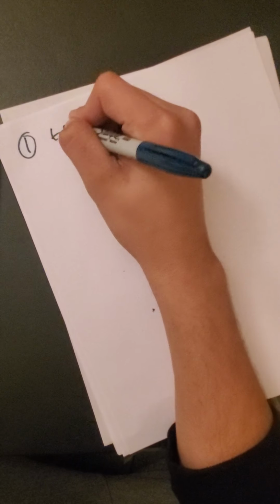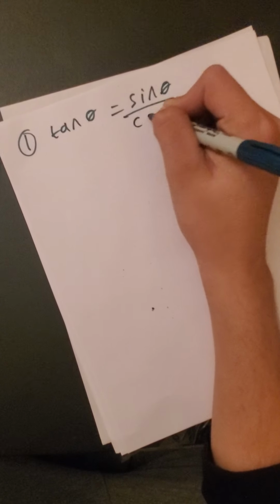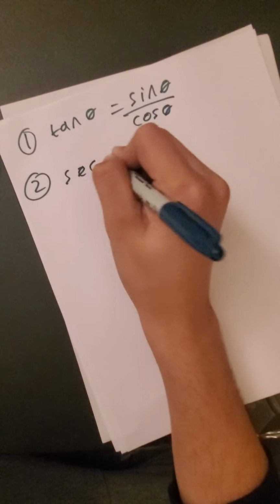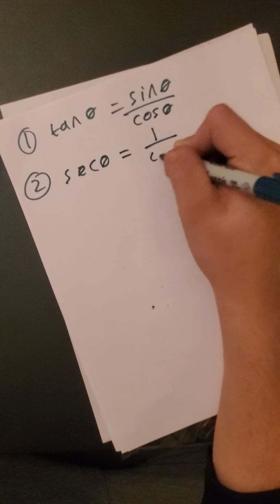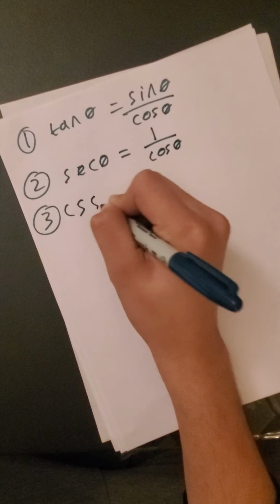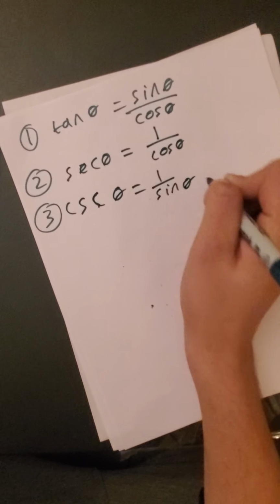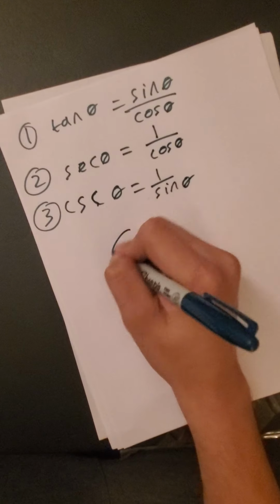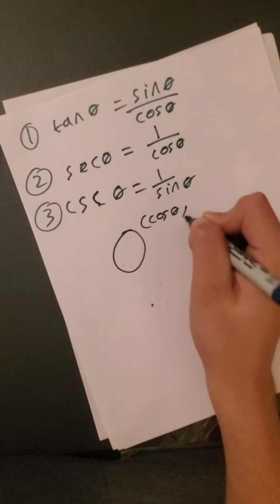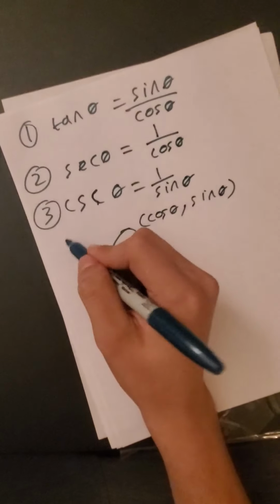One, which is that tangent of theta equals sine of theta over cosine of theta. 2, which is that secant of theta equals 1 over cosine of theta. 3, that cosecant of theta equals 1 over sine of theta. And based on the unit circle, we know that when they give us a point, it's going to be cosine theta comma sine of theta. So these are the 4 facts that we'll be using.